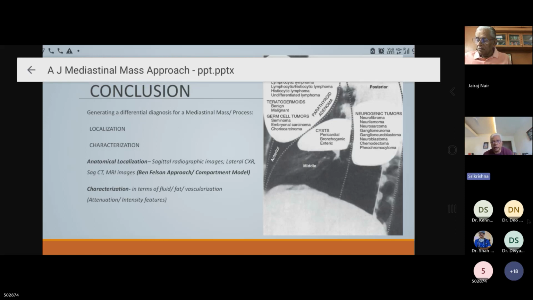I have a problem with your initial classification itself. The posterior mediastinum contains the esophagus, the thoracic duct, the descending aorta, all of which form the posterior mediastinum along with the neurogenic component.